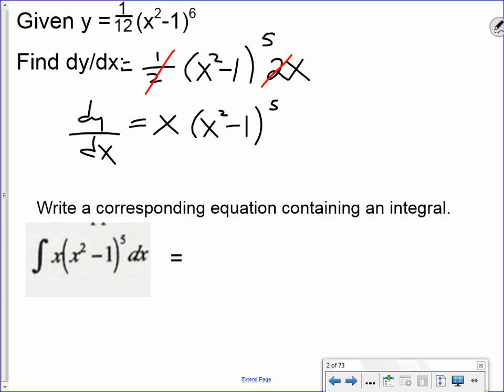So with that sitting there, if I were to ask you for the antiderivative of x times (x squared minus 1) to the 5th, I bet you would know the answer. What is the answer? Yep, 1/12.